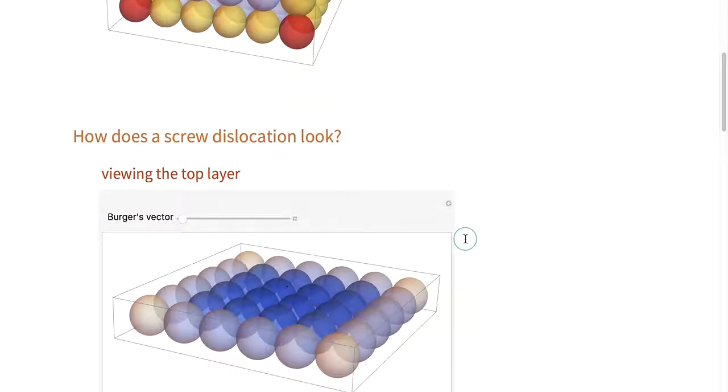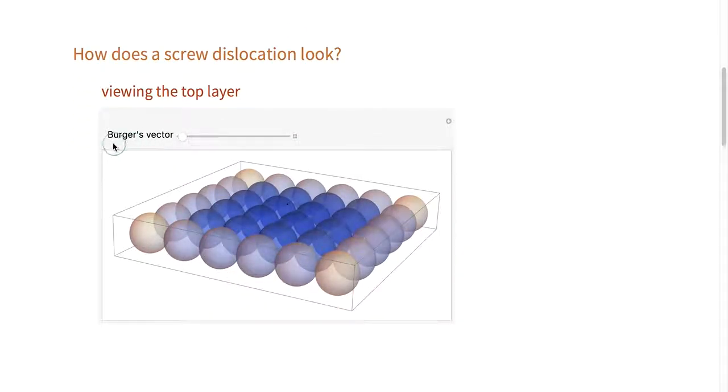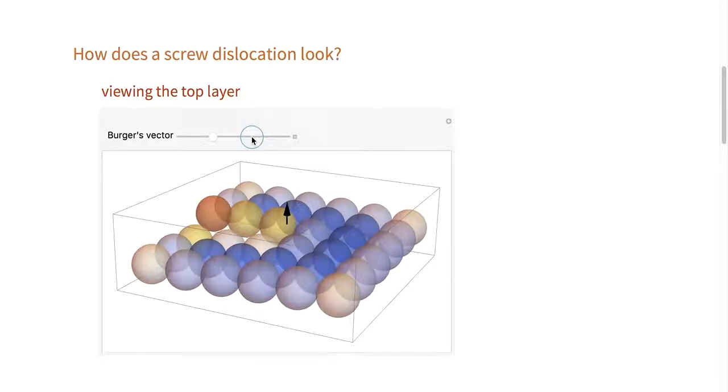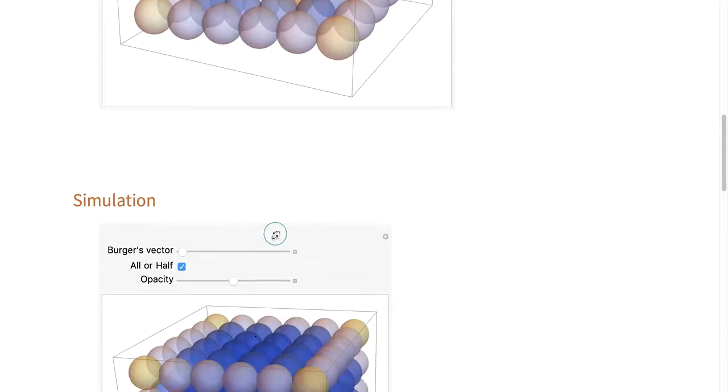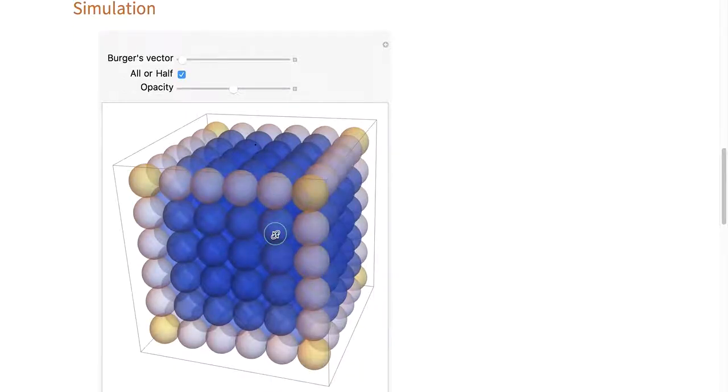To really see how a screw dislocation works, here's an inner layer of the lattice. The Burgers vector represents the magnitude and direction of the lattice distortion resulting from a dislocation. As I increase the magnitude of the Burgers vector, you can really see this kind of spiral staircase shape happening around the dislocation. Now I'm going to extend this layer to show all the inner atoms of my cubic lattice.